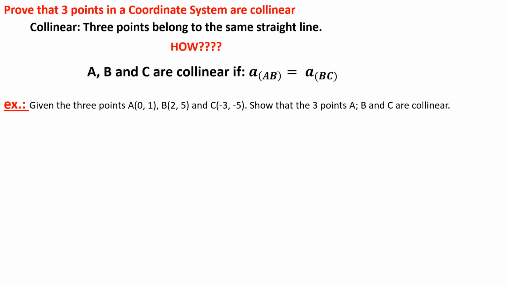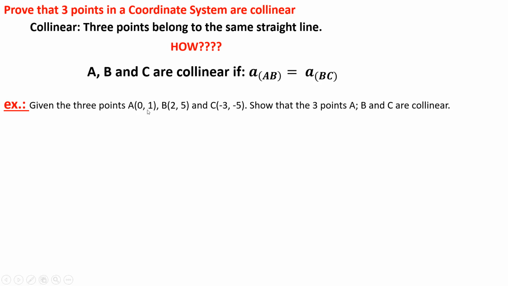Suppose we have 3 points A, B, and C. We say that 3 points A, B, and C are collinear if we determine the slope of line AB and the slope of line BC. If both slopes are equal, of course, here we use the rule of slope for each line. If we get the same answer and the two slopes are equal, then the 3 points are collinear.